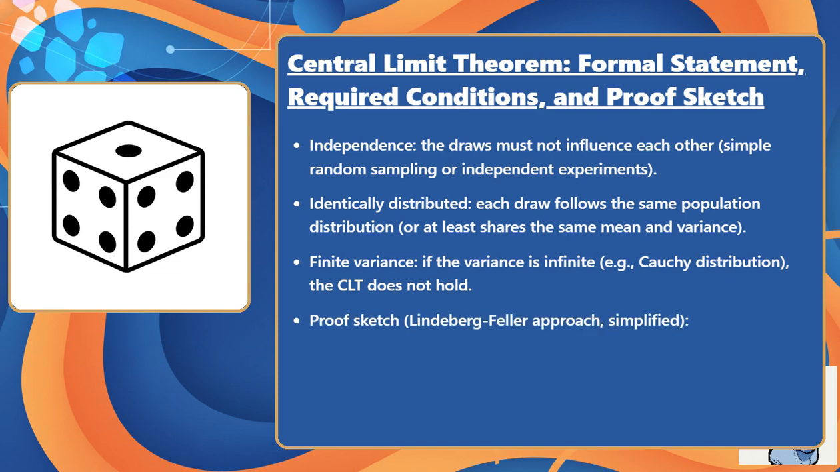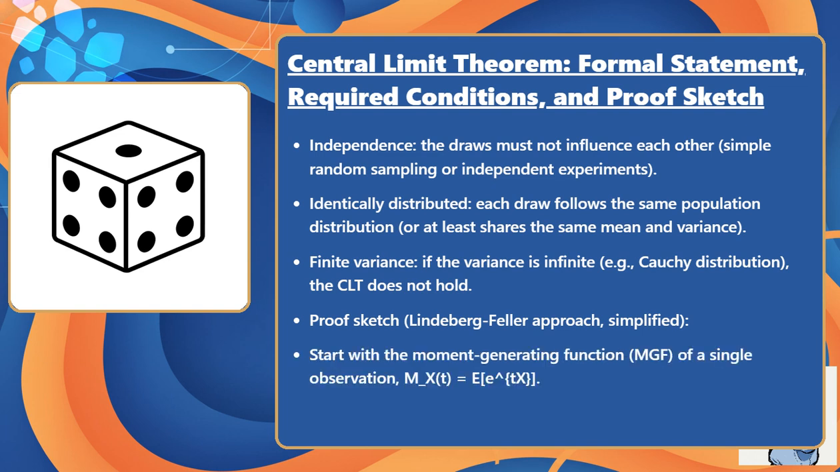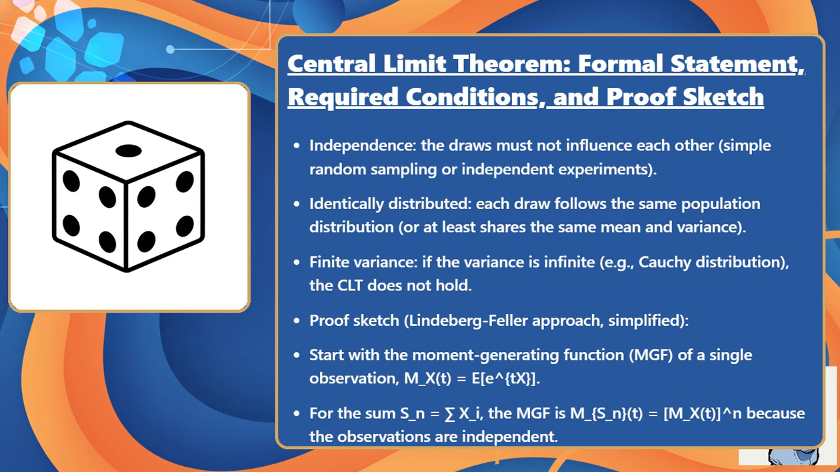Proof sketch: Lindeberg-Feller approach simplified. Start with the moment generating function, m sub x of t, equals the expected value of e to the t x. For the sum s sub n equals the sum of x i, the moment generating function is m sub s n of t equals m sub x of t raised to the n, because the observations are independent.